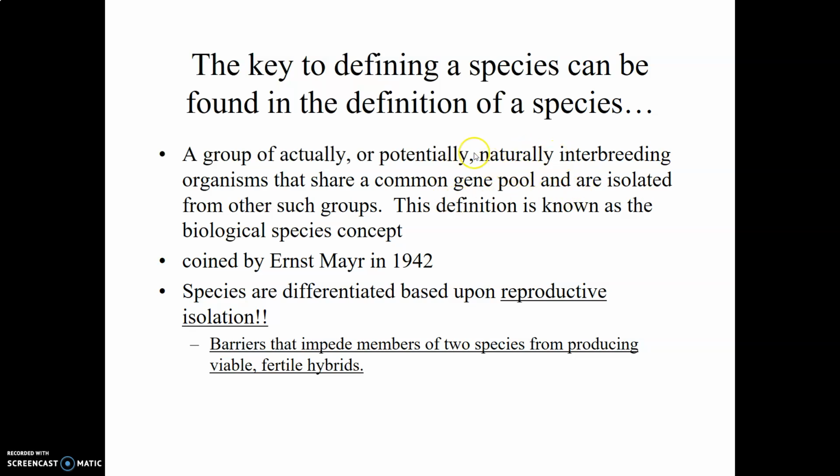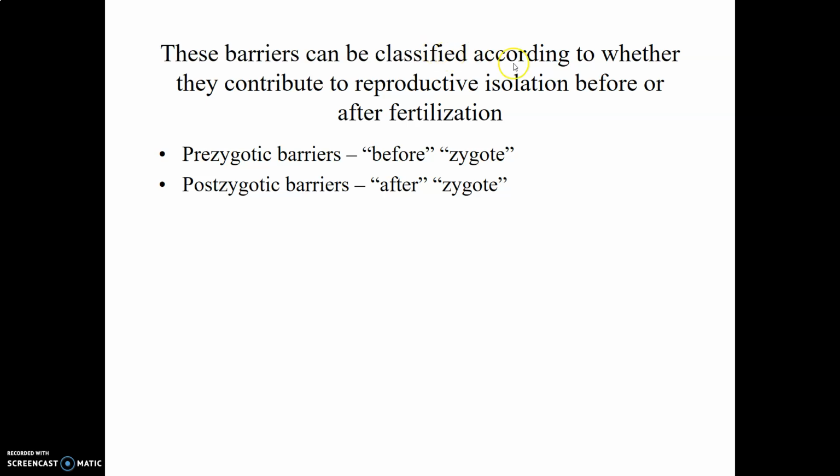The second is this concept of gene pool, right? The gene pool is the pool of all the different variations of alleles for all of the different characteristics. And then key here is the third part, which is isolation. We're focusing now on reproductive isolation because it's isolation that will separate our gene pool, interrupt that gene flow, and allow selective pressures to work on those particular populations. Now, these barriers can be classified as to whether they contribute to reproductive isolation before or after fertilization.